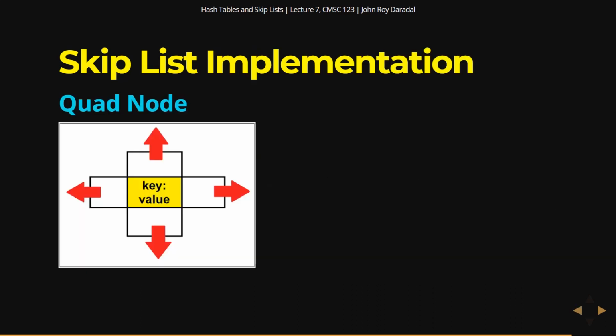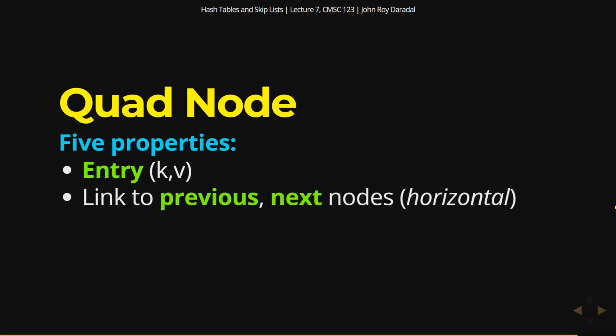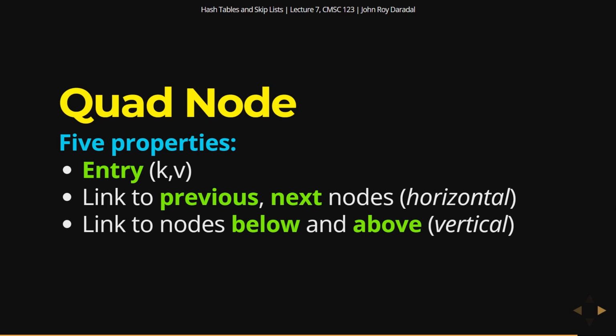Okay, now for the implementation, we will use something called the quad node, and it's called the quad node because it's connected to 4 things: up, down, left, and right. Then it also contains the entry. So the 5 properties of the quad node are the entry, a link to the previous and the next nodes, that's the horizontal direction, and it also has links to the nodes below and above, which is the vertical direction.